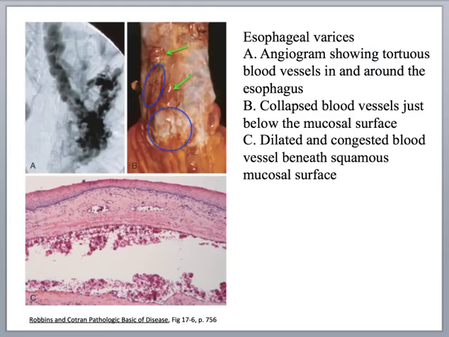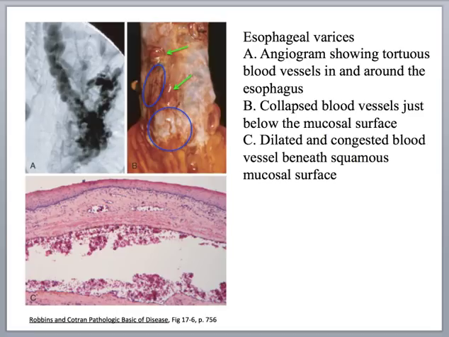Panel A shows a historical image. Nobody really uses angiograms anymore to document esophageal varices, but I think the image nicely demonstrates the thickened, tortuous blood vessels that are running in and around the esophagus. Panel B actually shows, in the blue circles, collapsed blood vessels. You can recognize them by the reddish streaks that are located just below the mucosal surface.